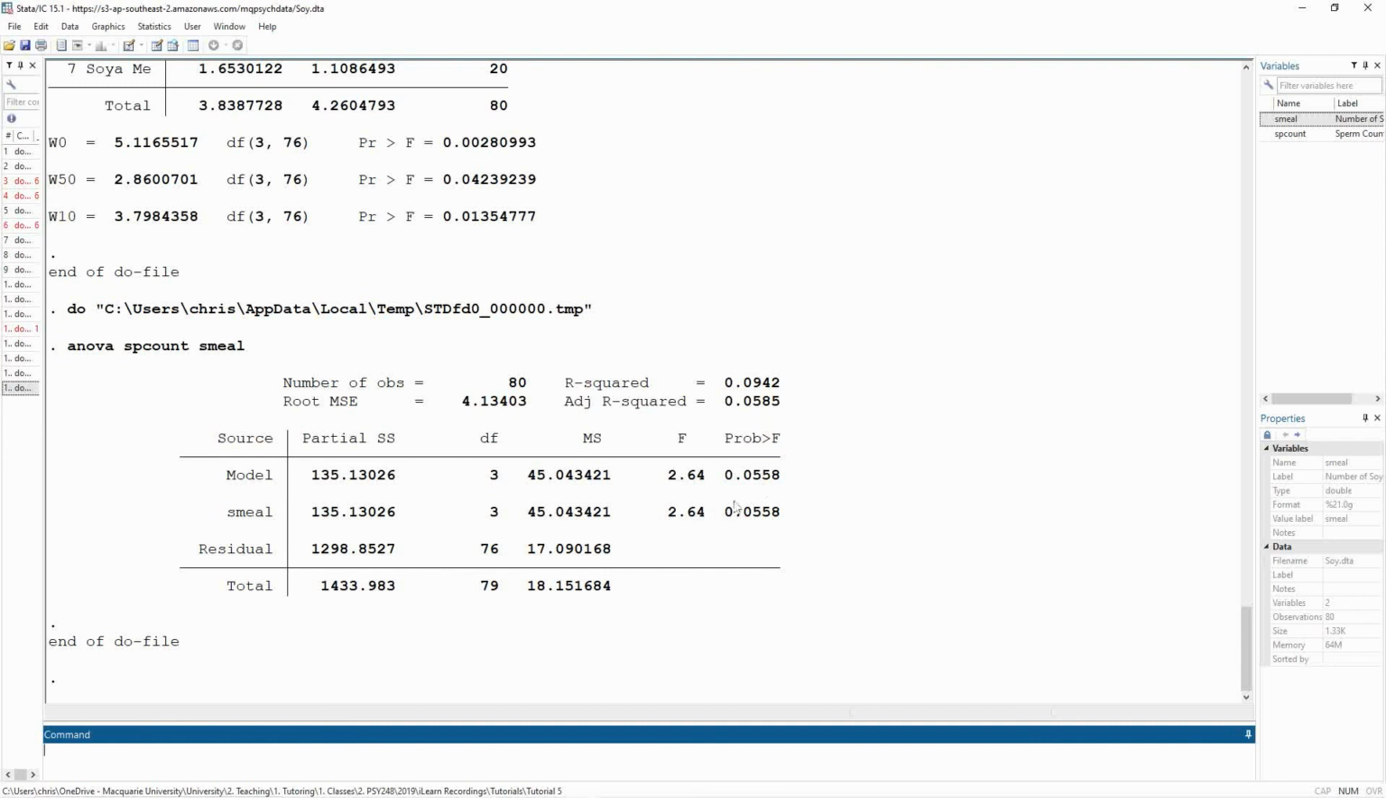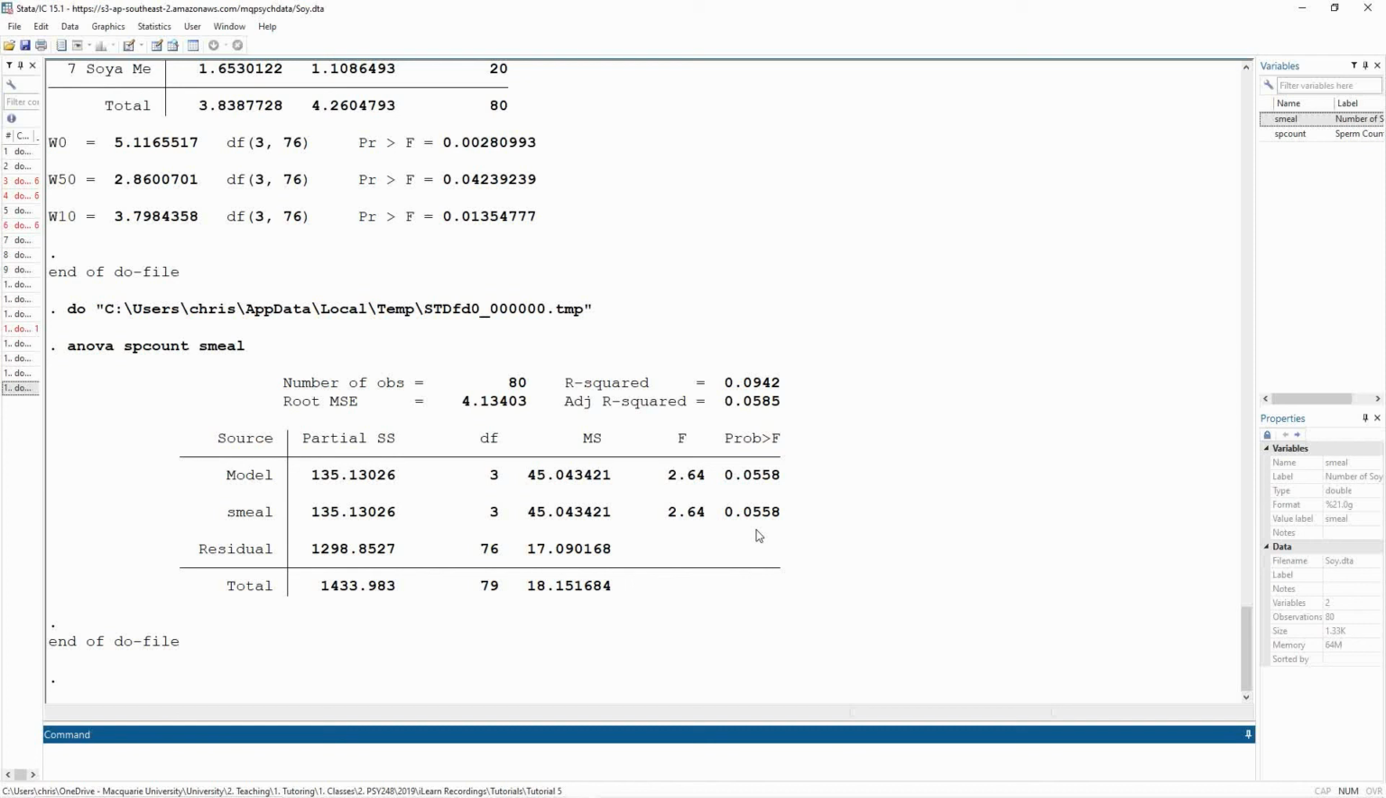We then have a p-value attached to this. The p-value is 0.0558. So this is what we call marginally significant. It's almost there, but not quite. Now, how is this p-value coming about? What's its relationship with F?